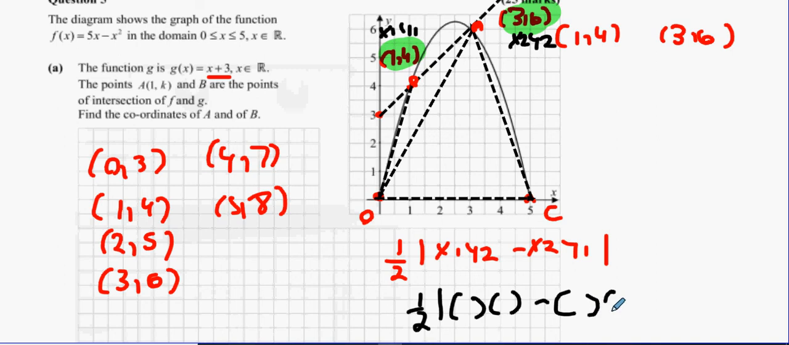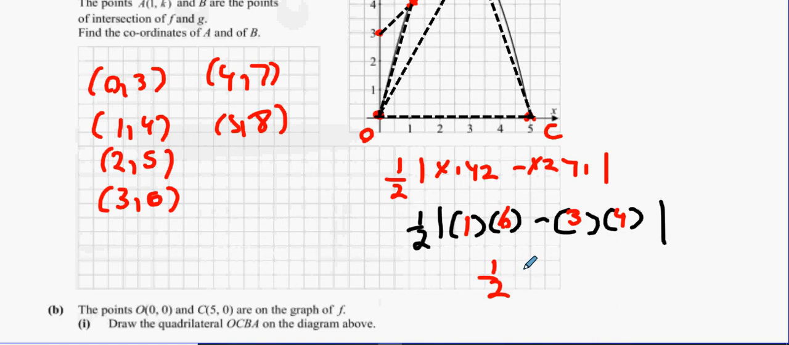Anybody get this one out of interest? No? So what is it? 1 and... No. It's 1 and 6 and 3 and 4. I'm about to get a negative answer. What does that mean? 6 take away 12 is minus 6. What do the two vertical lines mean? Can area be negative? So what's a half of 6? 3. You kill?